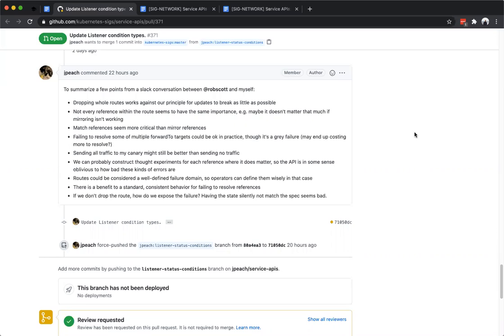But I think dropping a whole route is a larger error case than dropping part of a route. But on the other hand, the semantics of dropping a whole route are fairly straightforward to reason about, whereas the semantics of dropping part of the functionality of a route are less so. Now we also have these cases where you could argue that different references are important in different ways.